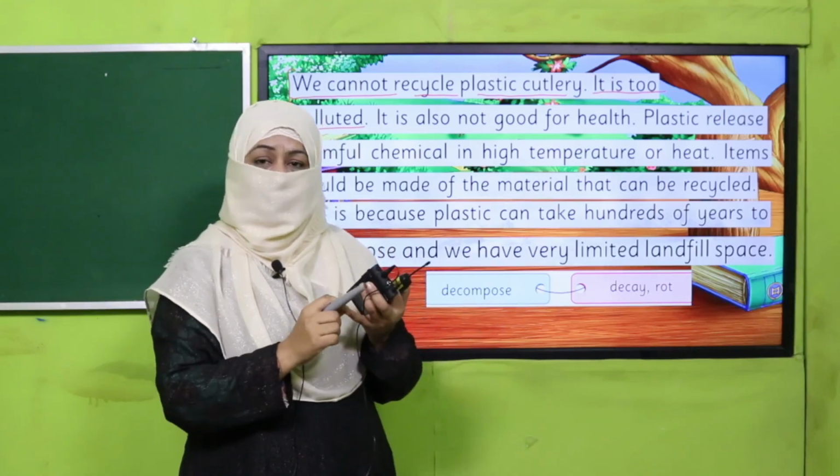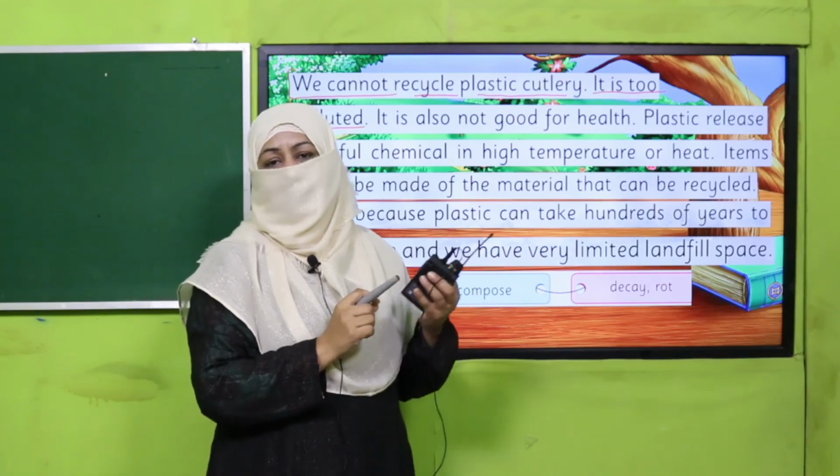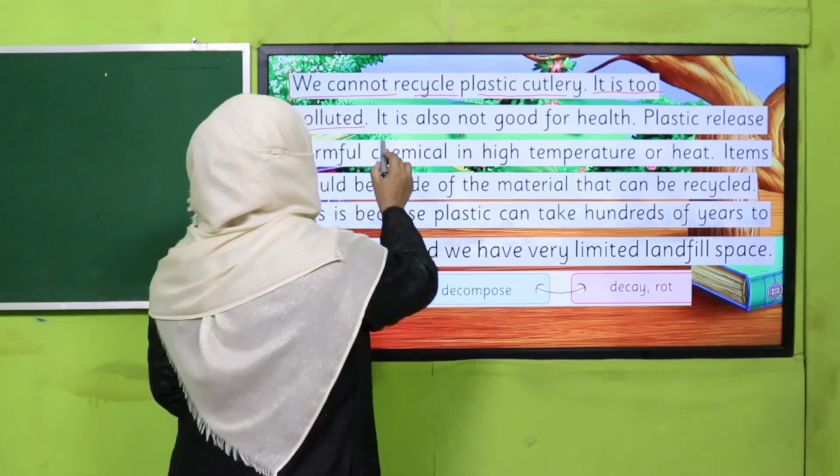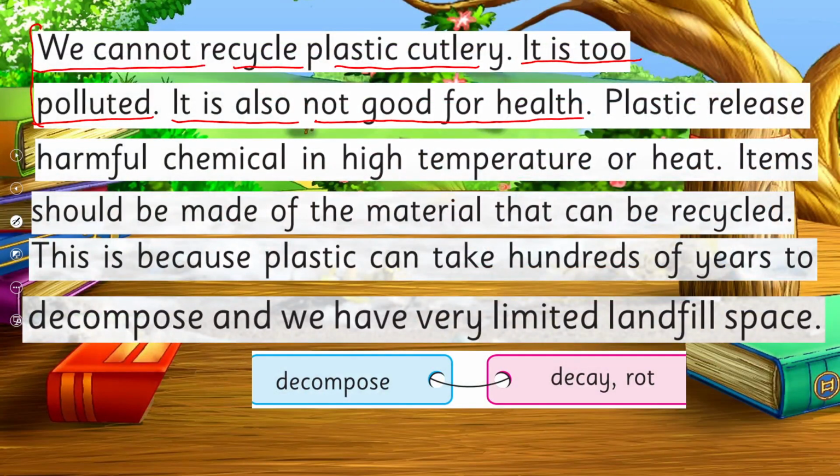That's why we should prefer metal cutlery rather than plastic. It is also not good for health. When you use it again and again, it means every time you are taking germs with this cutlery. Plastic releases harmful chemicals at high temperature or heat. Whenever you use it at high temperature, it releases harmful chemicals, which are not good for our health.